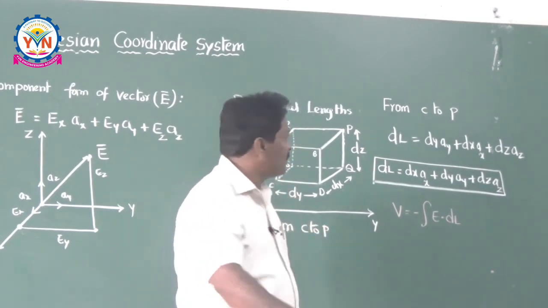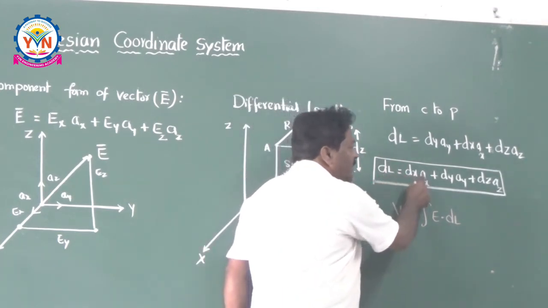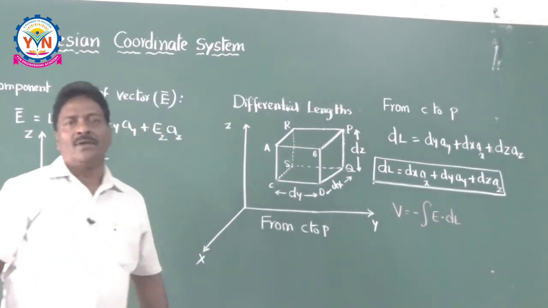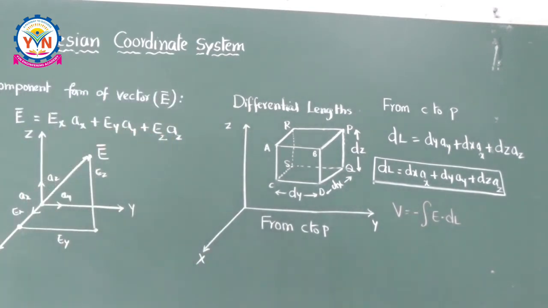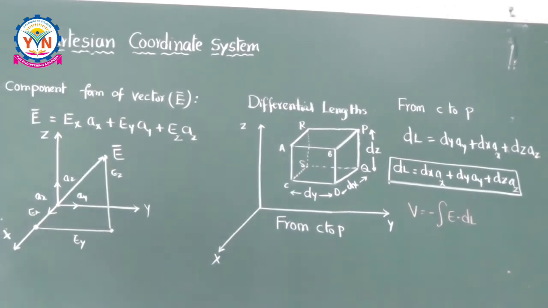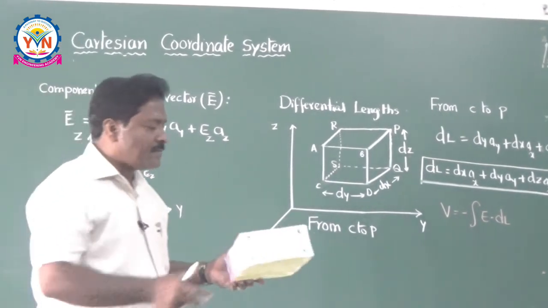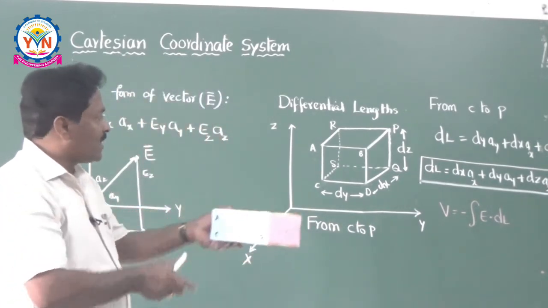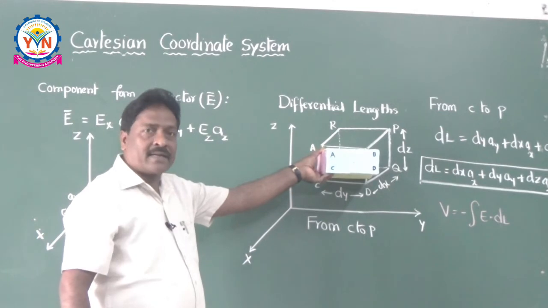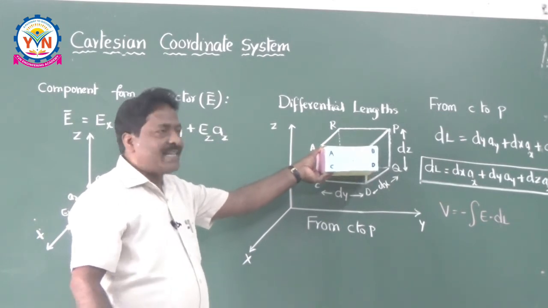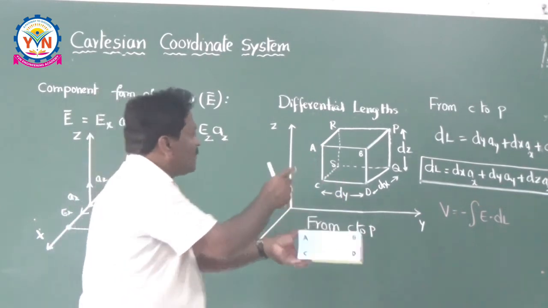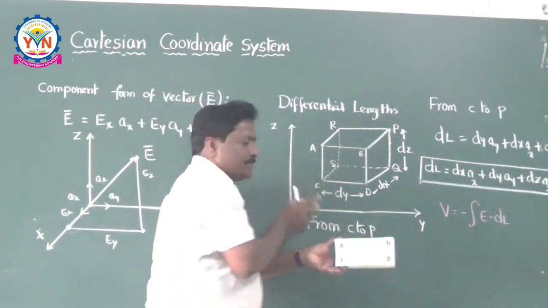That length is nothing but the differential length here. dx ax, dy ay, dz az is nothing but the differential length. So let me say clearly, my dear friends, and using this box here you can say this. If you take this rectangular section, this is the rectangular section, and the front surface is A, B, C, D. Okay, front surface is A, B, C, D.